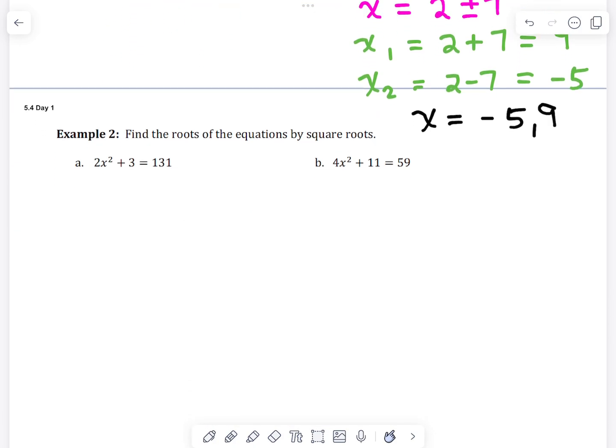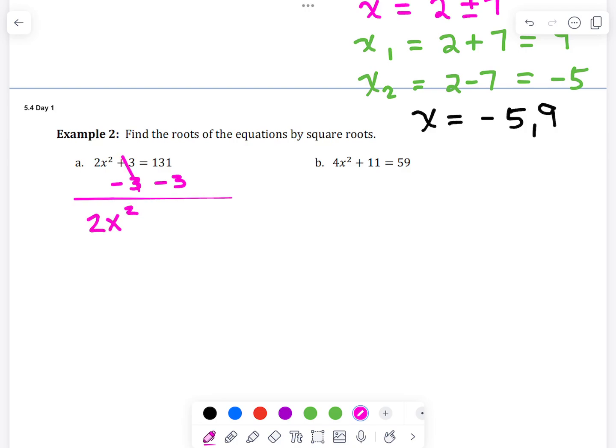Example 2, find the roots. So with these, we need to isolate the x squared term. So we have to do some of our inverse operations. So first, we're going to go ahead and subtract 3 from both sides. And then simplify. 131 minus 3 is 128.